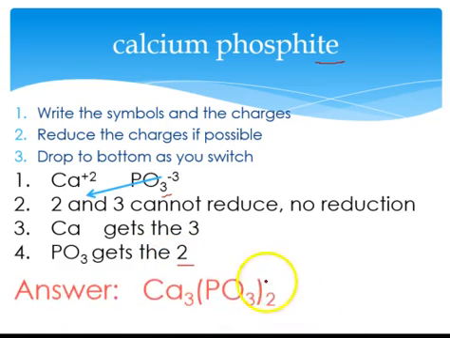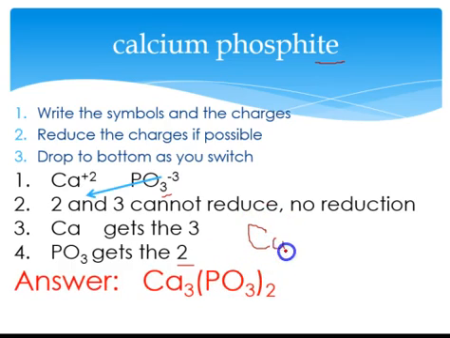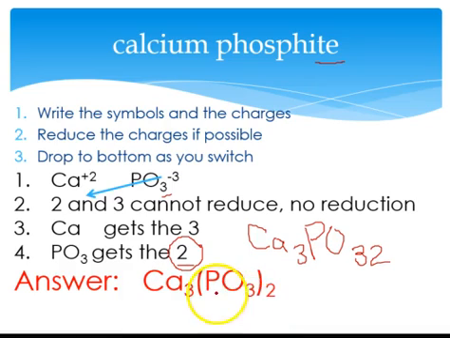Because you would not write it like this, Ca3 PO3 2, because then it would look like you had 32 oxygens in this formula. So the rule is, whenever you are going to switch a number, a subscript, to something that is polyatomic, more than one element, if the number you're switching over there is not a 1, if it's any number that's not a 1, then I have to put my polyatomic in parentheses.